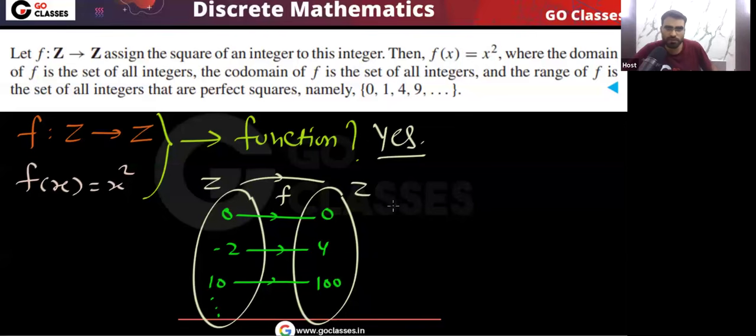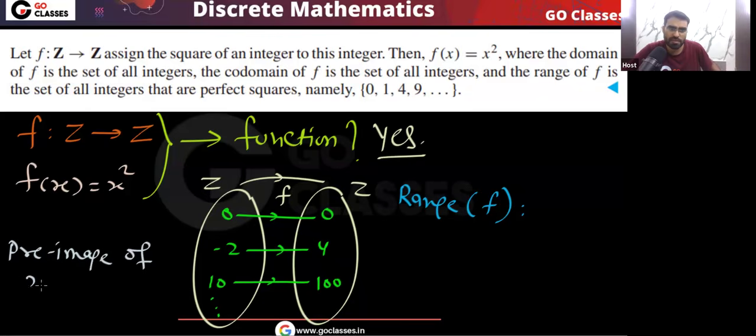What is the range of this function f? First of all, you tell me, is there any pre-image? What is the pre-image of 2? Is there any pre-image of 2? I am asking the pre-image of 2. So the pre-image of 2 is none. No element is mapping to 2. Yes or no?